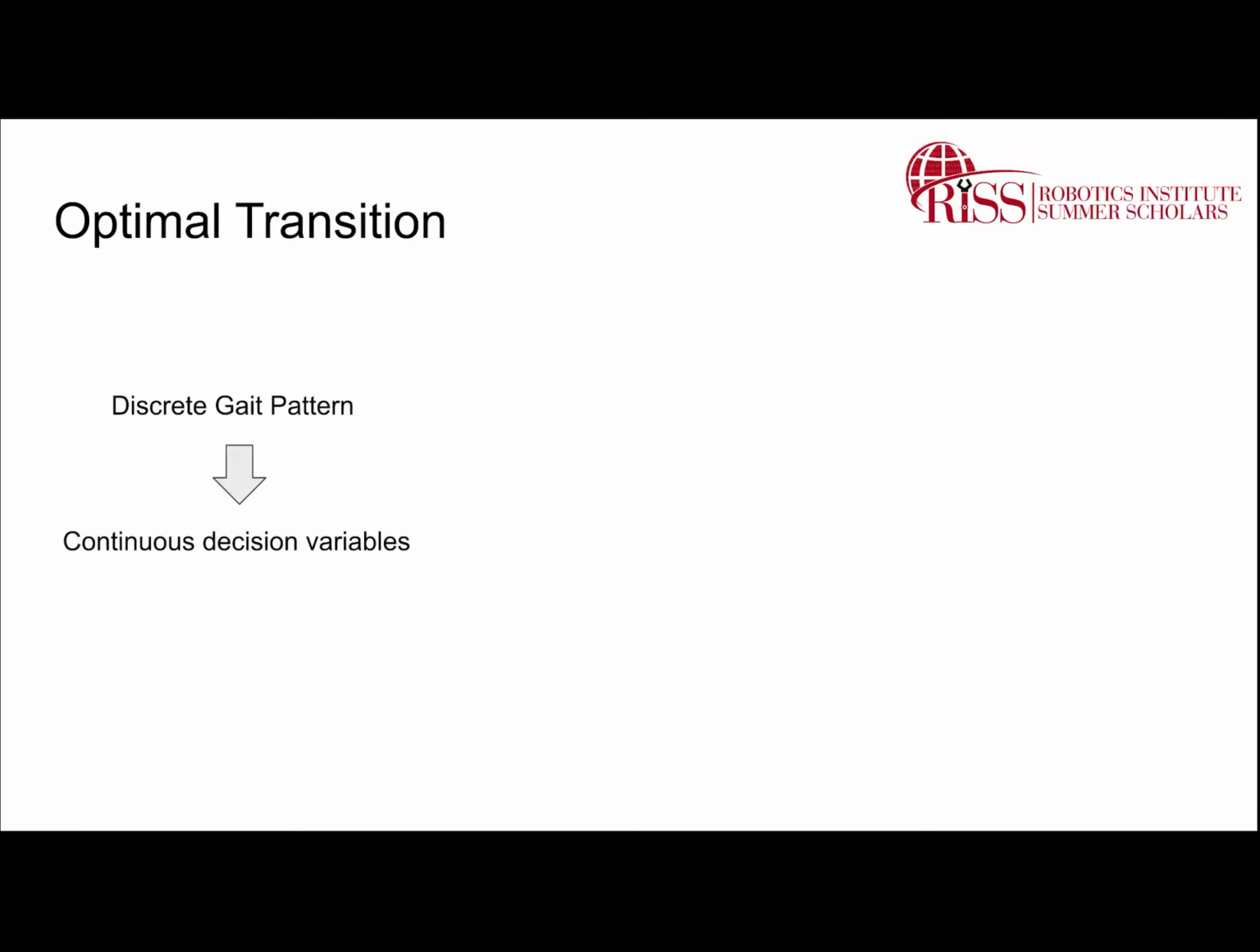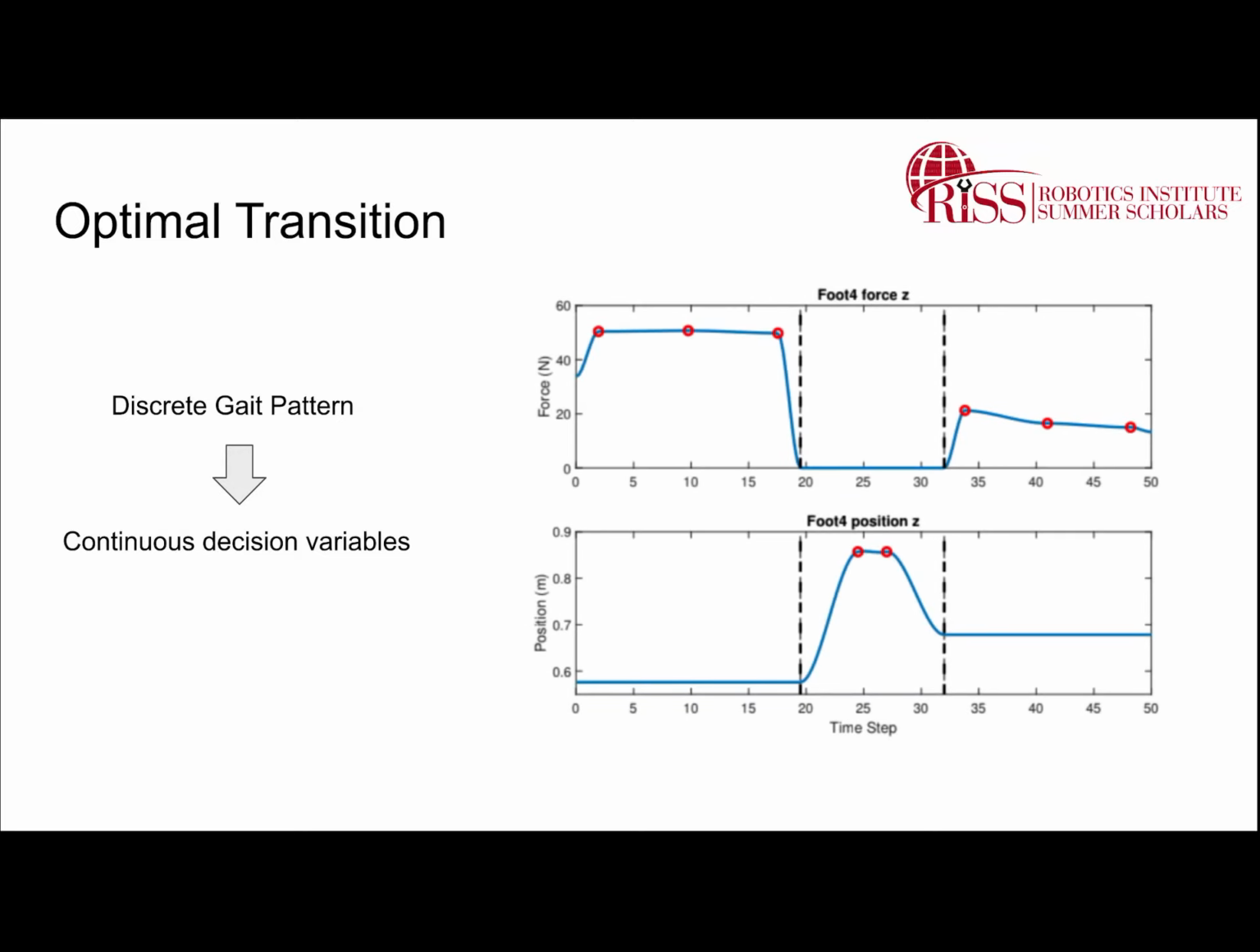Another issue is how to transform a discrete gait pattern into a continuous decision variable. On the graph on the right-hand side is an example of foot force and position profiles. Blue lines are force or position spline curves. Red circles are locations of spline intermediate nodes. Black dashed lines indicate the leg mode transition time instances. The force profile has 6 intermediate nodes. The position profile has 2 intermediate nodes in this case, but actually we can adjust the number of nodes based on our need.